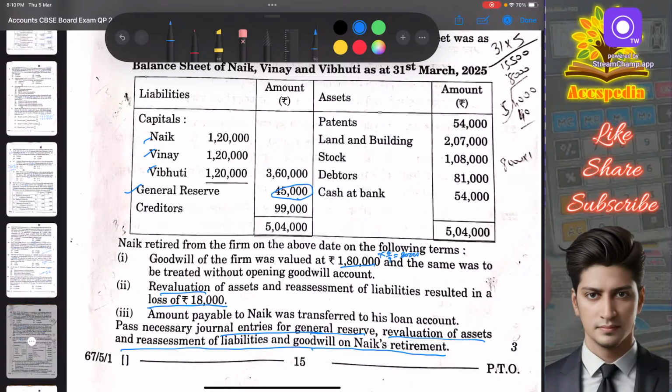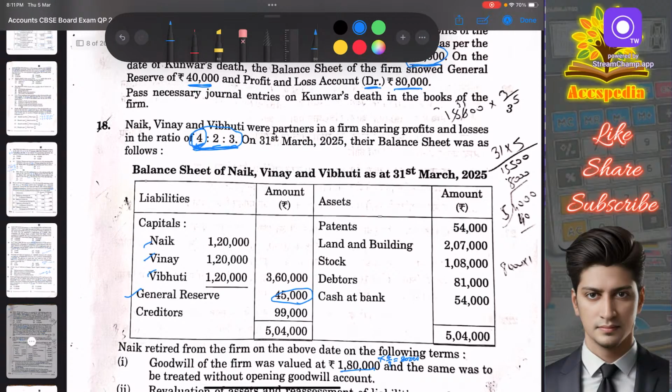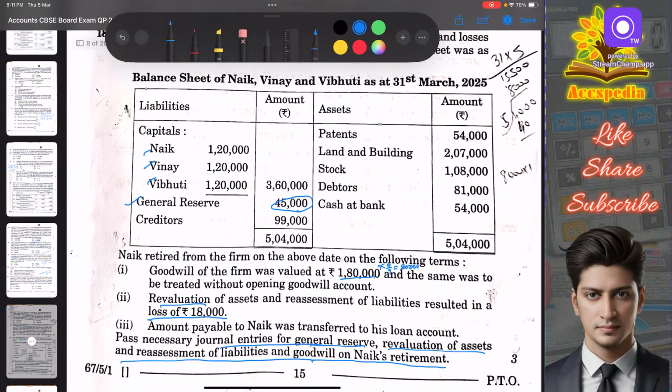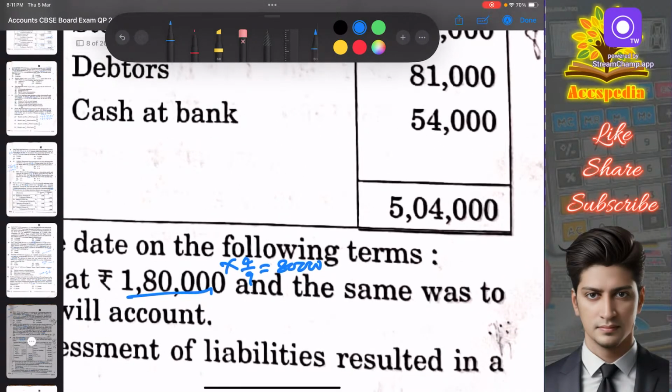And since no new ratio is given, goodwill has to be debited to the remaining partners in the gaining ratio, which is just this remaining share, 2:3. Okay, this 2:3 is the gaining share. So divide this in 2:3. Divided by 5 means 1 share is 16,000.